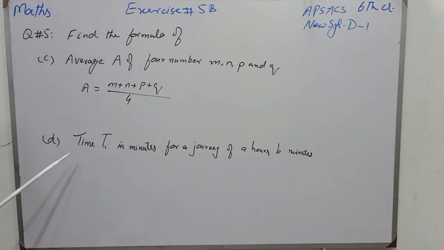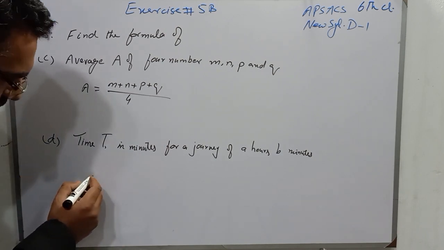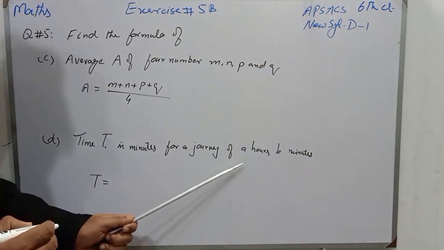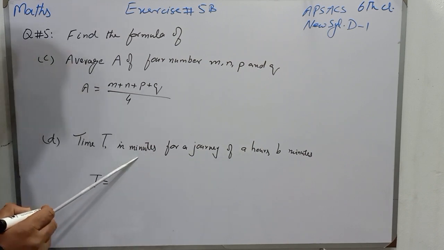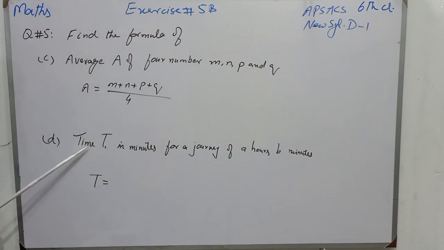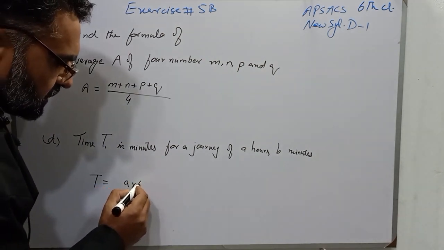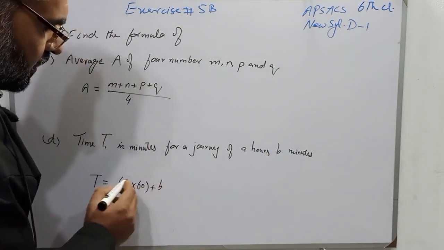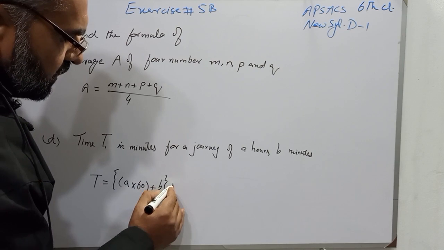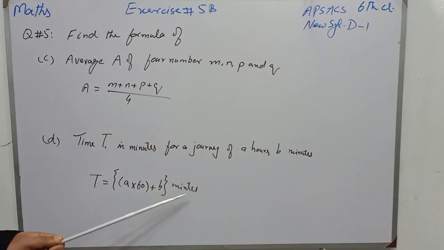And D part is we have to make the formula of time t in minutes of A hours and B minutes. So students, time will be equal to A hours mean that we have to multiply A with 60 to convert hours into minutes, and we have to find t, find time in minutes. So it will be A multiplied by 60, and then we have to sum up the minutes that are B, and all this is converted into minutes. So it is the formula of time t for A hours and B minutes in minutes.